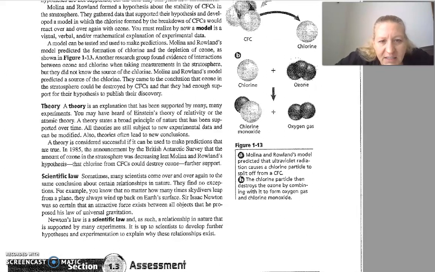A theory is an explanation that has been supported by many experiments. You may have heard of Einstein's theory of relativity or atomic theory. A theory states a broad principle of nature that has been supported over time. All theories are subject to new experimental data and can be modified. Also, theories often lead to new conclusions. A theory is considered successful if it can be tested to make predictions that are true.